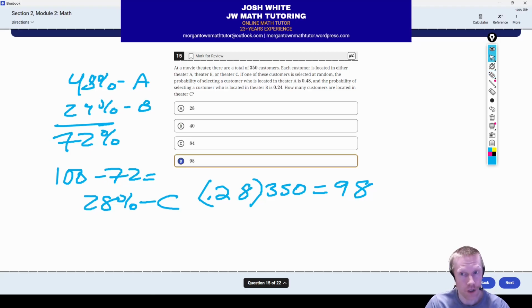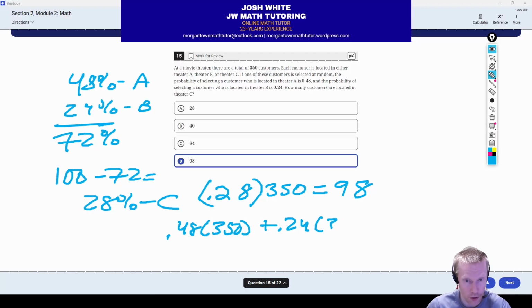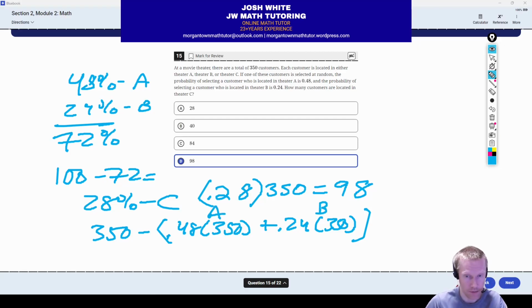An alternate way you could do this as well is you could do 0.48 times 350 and then 0.24 times 350, add those together and then subtract that from 350. That's an alternate way to find out how many people would be left in theater C as well. Because basically, this is the number of people in A, this is the number of people in B. Add those together, subtract from 350, and you're going to get 98 as your answer choice as well.